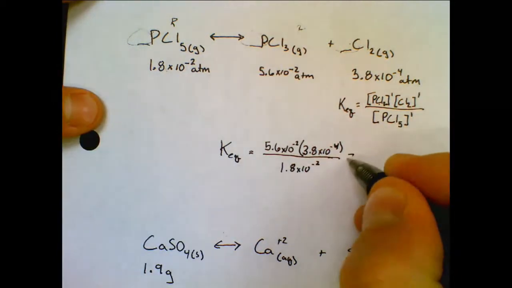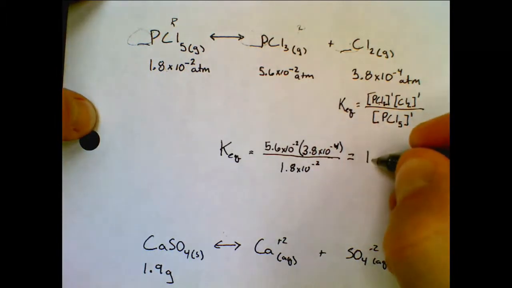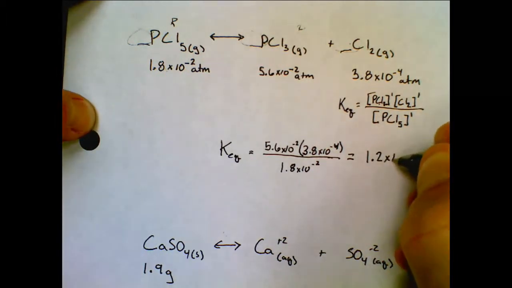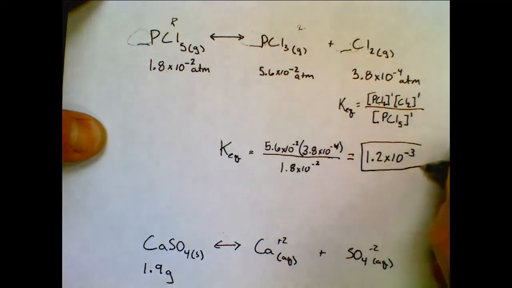If I go ahead and solve that in my calculator, I'm going to get a number that sounds something like 1.2 times 10 to the negative third. I'm going to box that so it's easy to find.